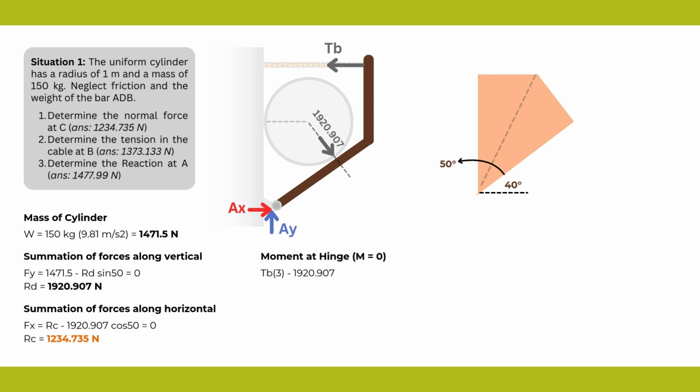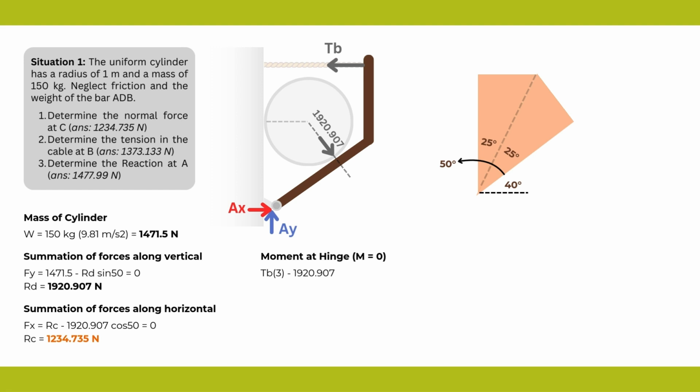And since meron symmetry itong figure, following the length from point A towards the center of our cylinder, pwede natin masabi na yung angles formed by this line has equal values. Therefore, ang angle na pwede nating ma-utilize para sa right triangle na gagamitin natin is 50 divided by 2 equal to 25 degrees.